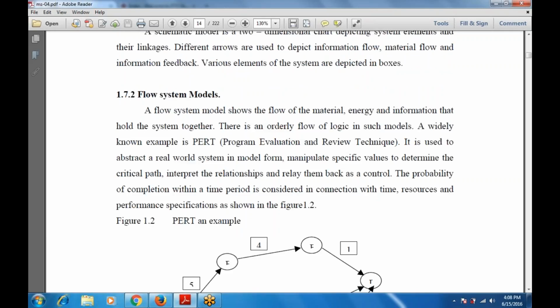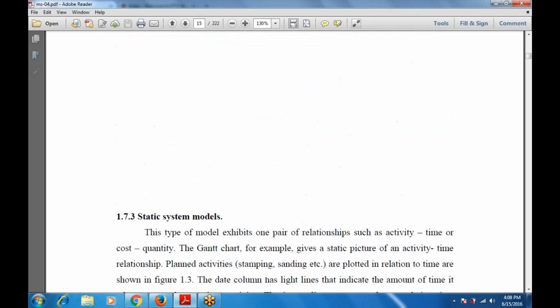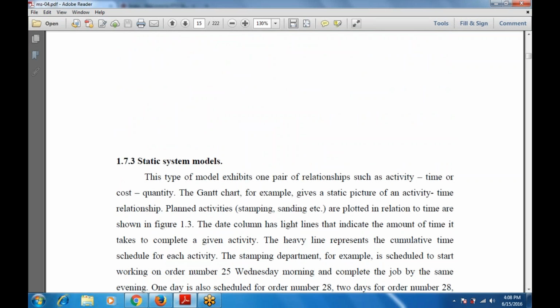So flow means flow of the material, flow of the energy, flow of the information that holds the system together. Next one is a static model. Static means a constant that is represented by the Gantt chart. And this type of model exhibits one pair of relationships such as activity and time, or cost and quantity.